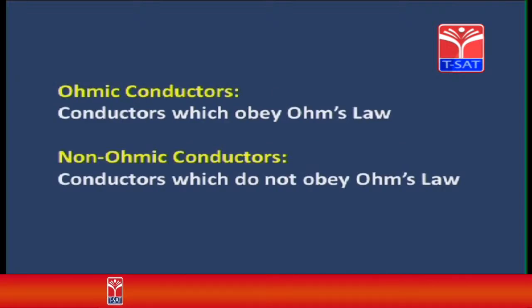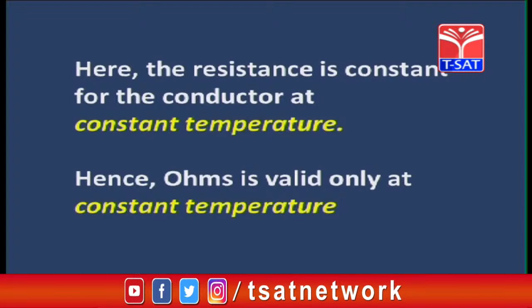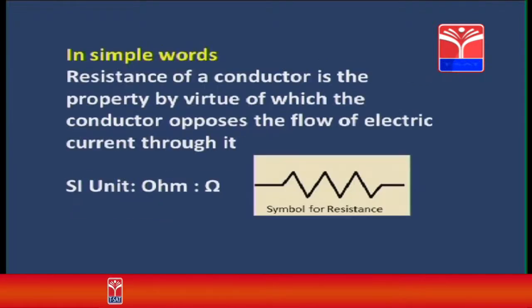Ohmic conductors are those which obey Ohm's law. Non-ohmic conductors are those which do not obey Ohm's law. Here the resistance is constant for the conductor at constant temperature. Ohm's law is valid only at constant temperature. Resistance of a conductor is the property by virtue of which the conductor opposes the flow of electric current through it. SI unit is ohm.